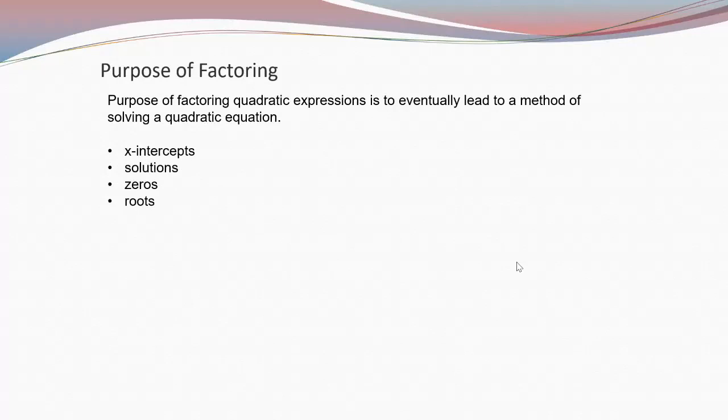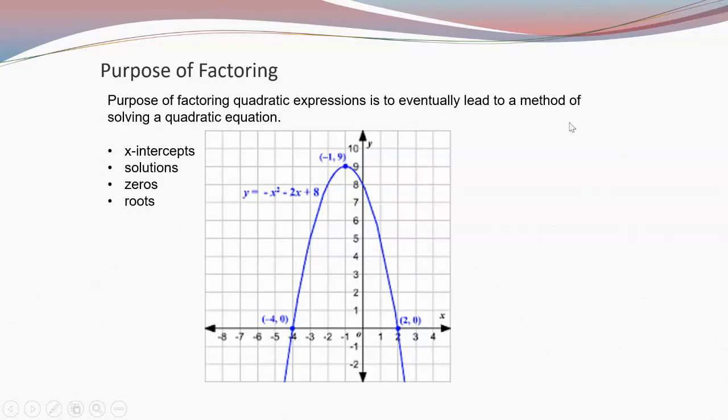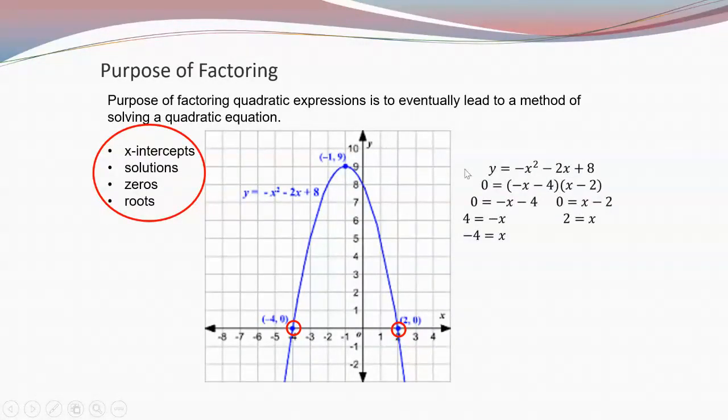The purpose of factoring is to actually find the zeros. The zeros, the x-intercepts, solutions, or roots all mean the same thing. For example, this is a quadratic equation, right? So these are what we're looking for: the x-intercepts or the solutions, zeros, or roots. It all means the same thing. And this is the actual equation here. You see this is x equals -4 and x equals 2. I'm going to show you how to factor to find the solutions.